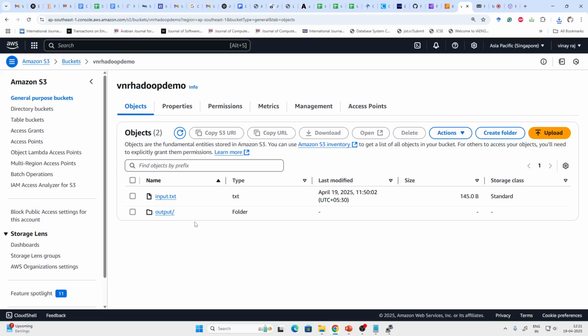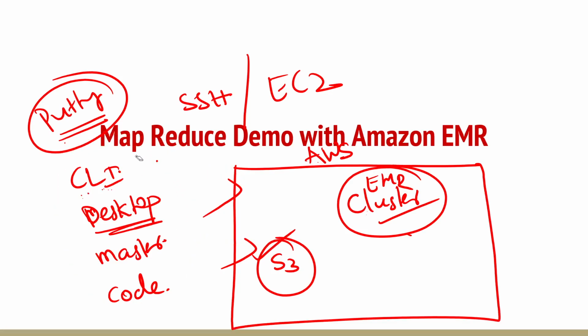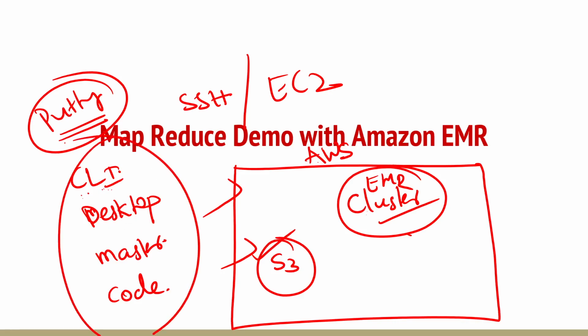So the major task here is creating the cluster. That's it. And then connecting. Why did I do this here? You may ask one question: why this command line interface? I made it on my local machine. Can't we do that in AWS itself? We can do it here in AWS also.